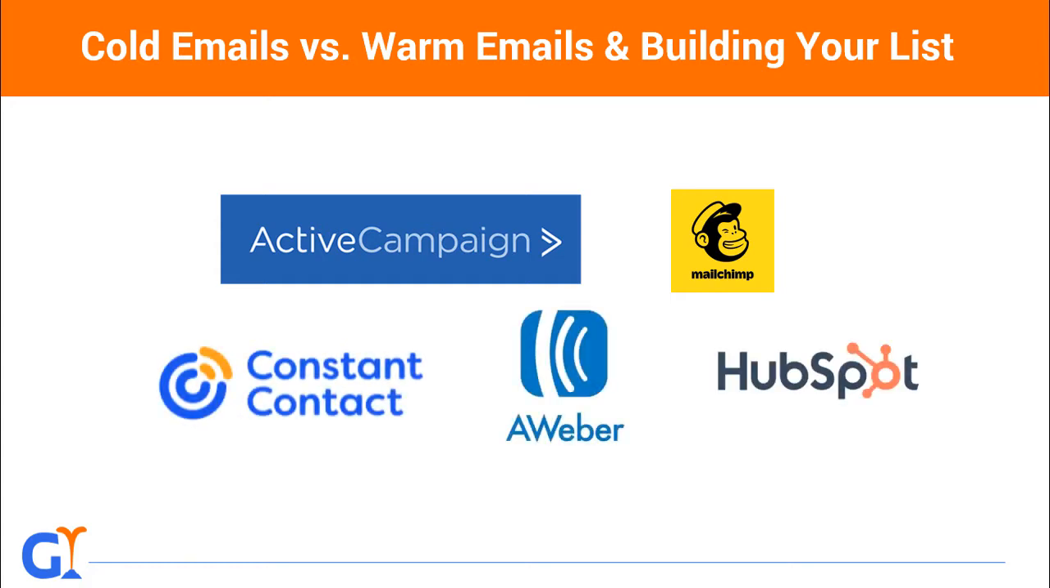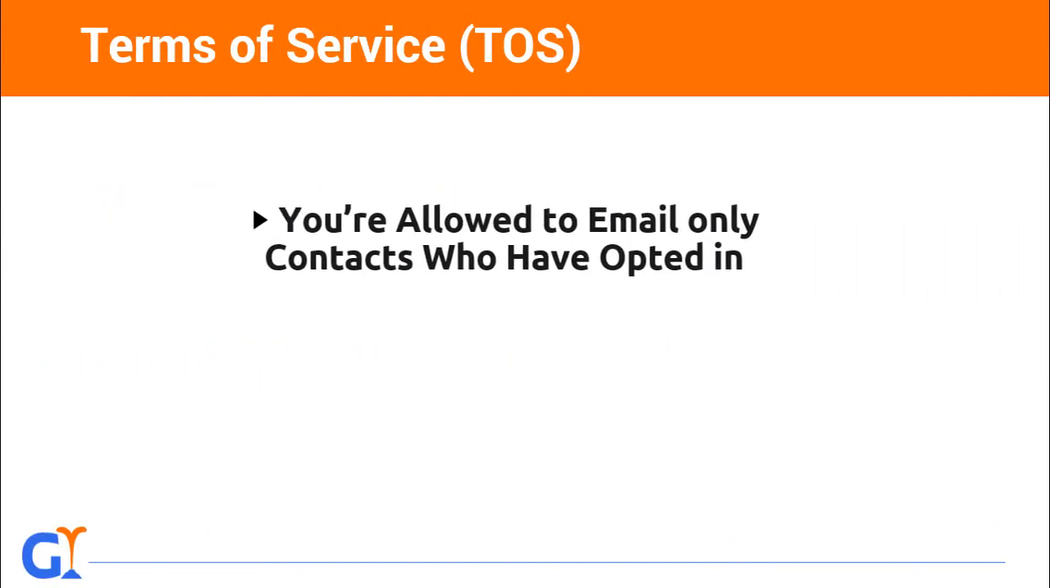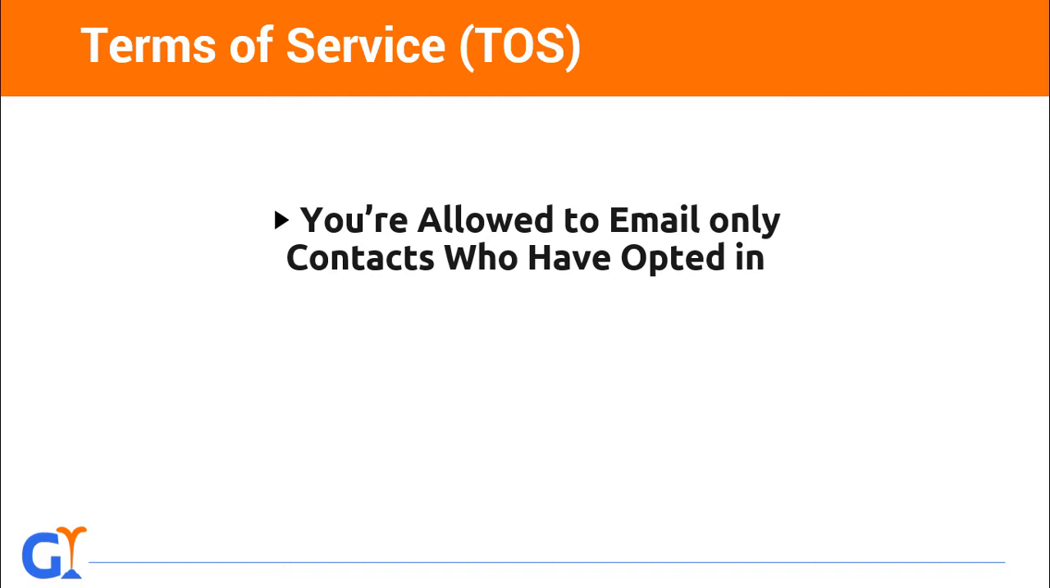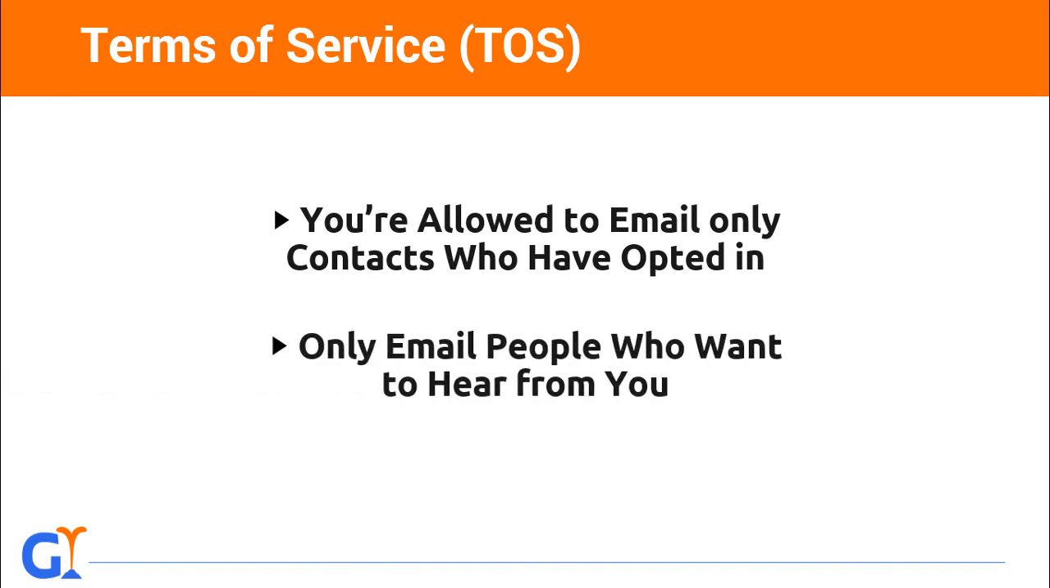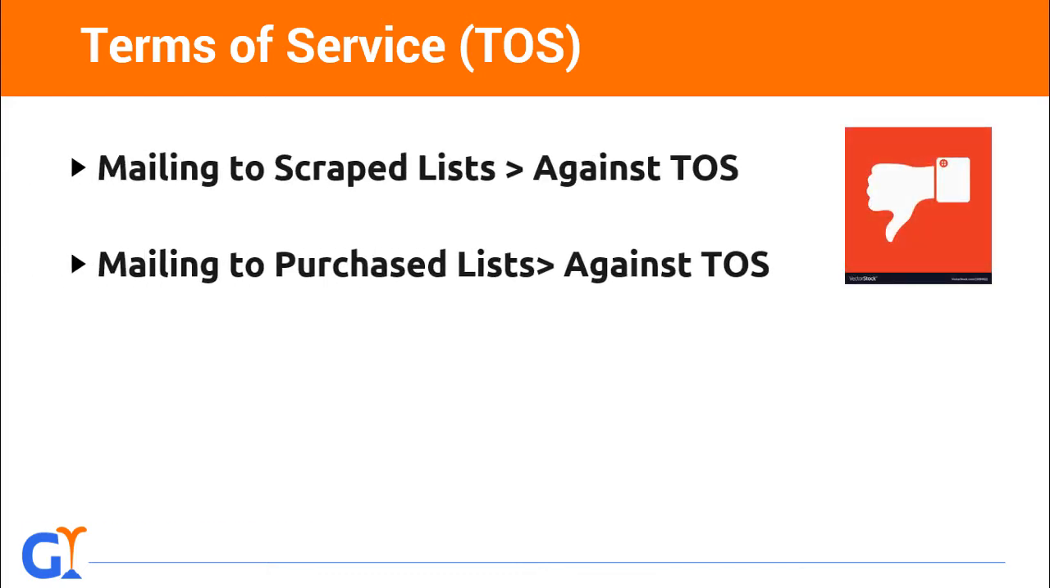Each and every one of these platforms has their own terms of service, or TOS. In those terms of service, most state in no uncertain terms that you cannot use their mailing software to mail unsolicited emails to contacts who have not opted into your list. Let me repeat that because it's very important. With these services, you can only email people who have chosen to hear from you. What does that mean? You can't scrape the internet or purchase a list of thousands of emails and send emails to those contacts via these platforms.